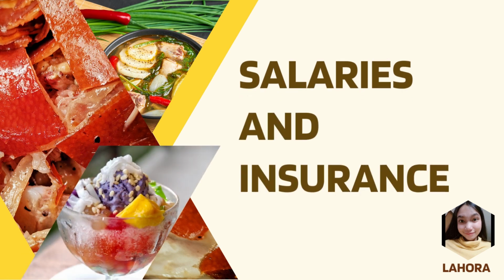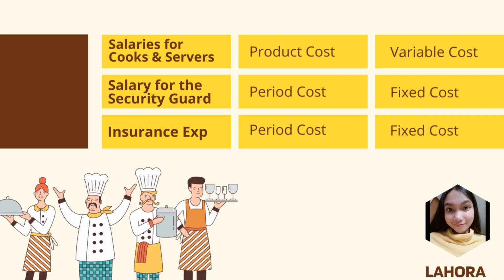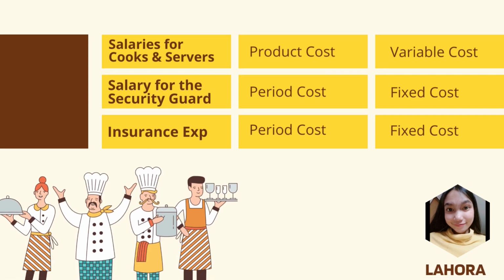For the last part of this video, we will now talk about the salaries for the cooks and servers, the salary for the security guard, and the insurance expense. Salaries in terms of the direct people making the food, which are the cooks, the costs for which are variable. This is because their salaries depend on an hourly rate. The same logic applies to the servers. Additionally, we plan to hire part-timers, so an hourly rate seems more beneficial for both parties.